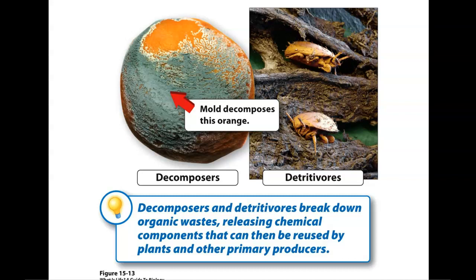With the detritivores, these are organisms also that are going to break down and feed on once living organisms. They're going to include things such as vultures, worms, and arthropods. Both of these groups are going to be responsible for breaking down organic waste. Like we said, they release chemical components that can then be recycled back through other animals, or it can be recycled back through producers.